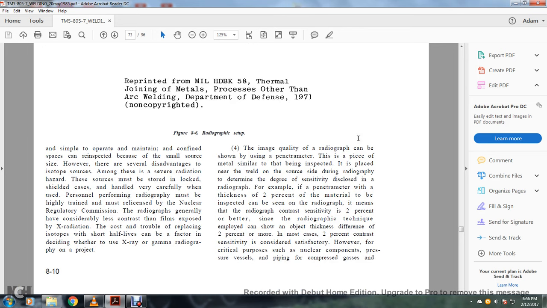For the image quality, the radiograph can be shown by using a penetrometer. A piece of metal similar to the one being inspected is placed near the weld, on the source side, during the radiographic exposure to determine the degree of sensitivity achieved in the radiograph.